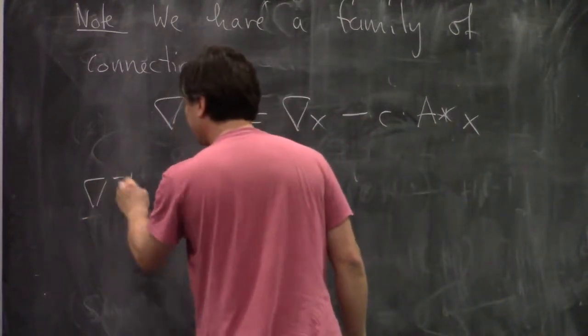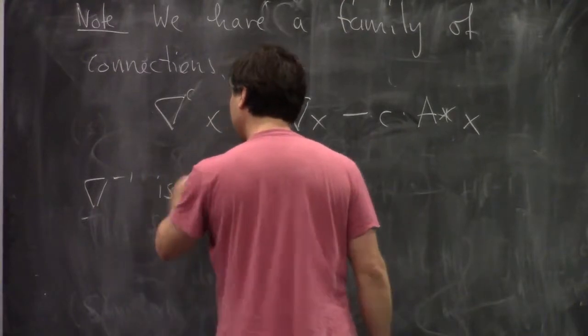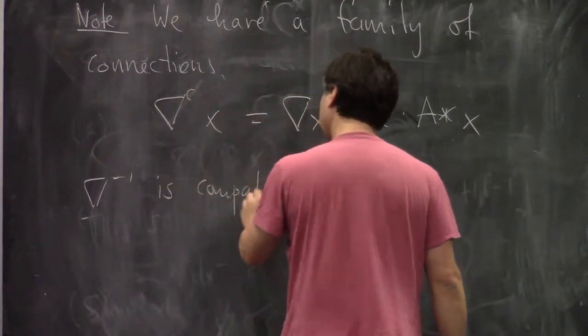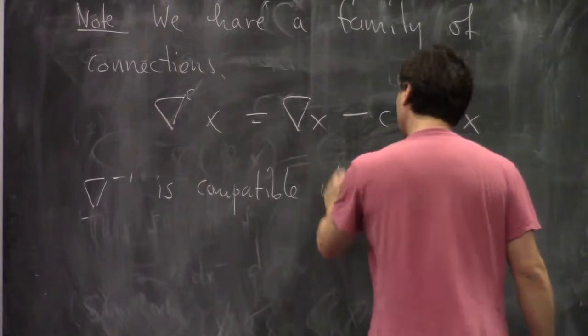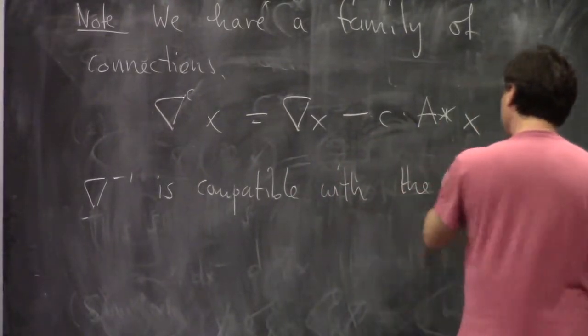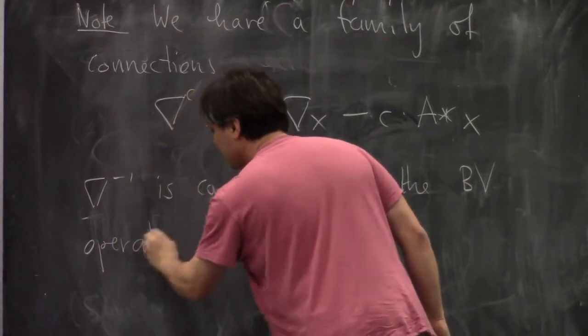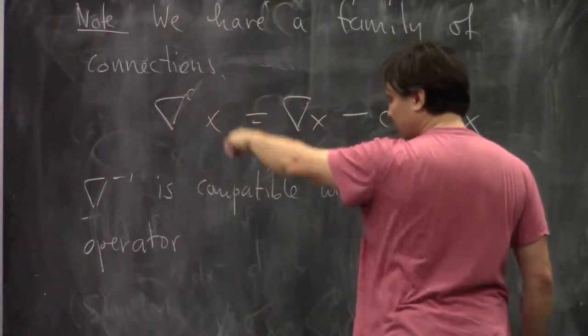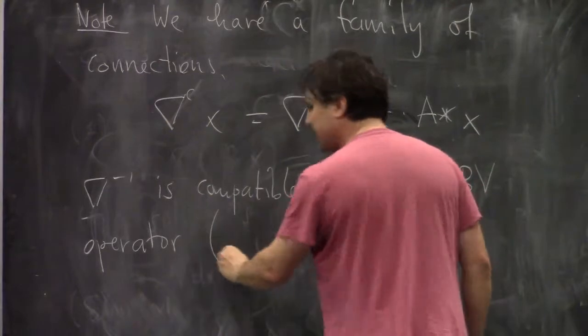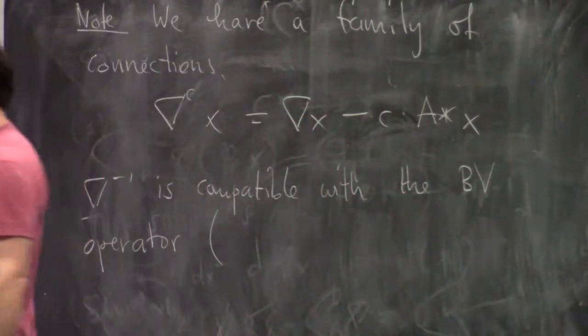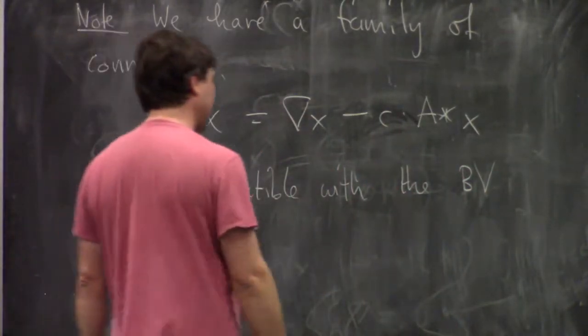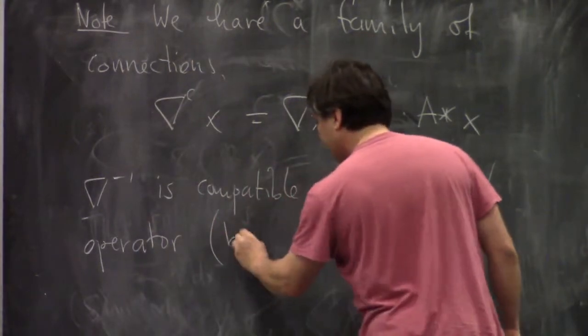Now, nabla minus 1 is compatible with the BV operator. So nabla 0 was our previous one, nabla minus 1 is compatible with the BV operator. That actually follows from this, but I don't have time to write down the two lines that it needs.